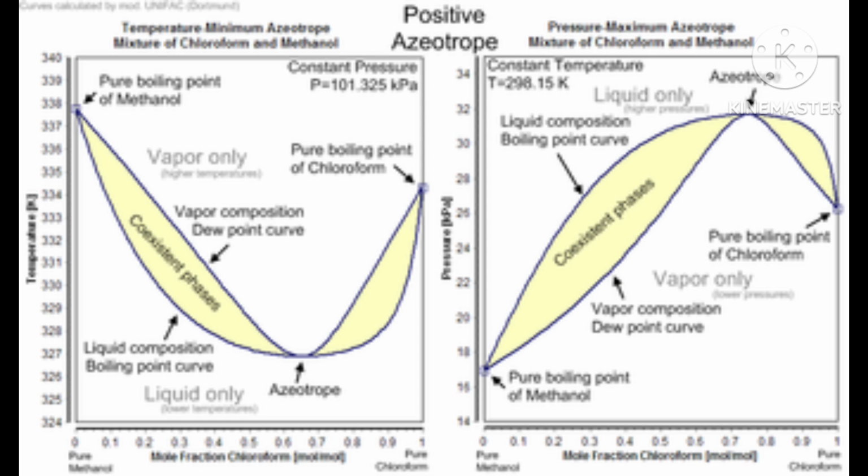What is the azeotrope? Azeotropes are binary mixtures having the same composition in liquid and vapor phase. In the vapor phase also the same composition, in the liquid phase also the same composition. That is the characteristic of an azeotrope. Always remember: same composition in liquid and vapor phase, and they boil at a constant temperature. Both will boil at a constant temperature.